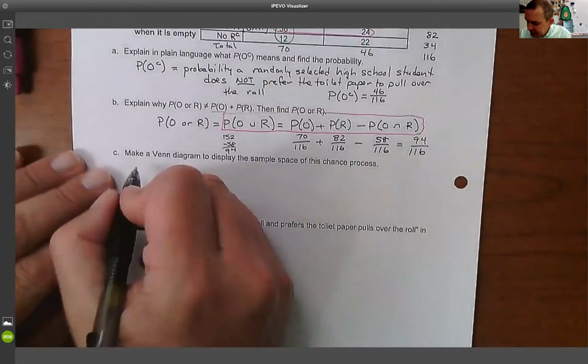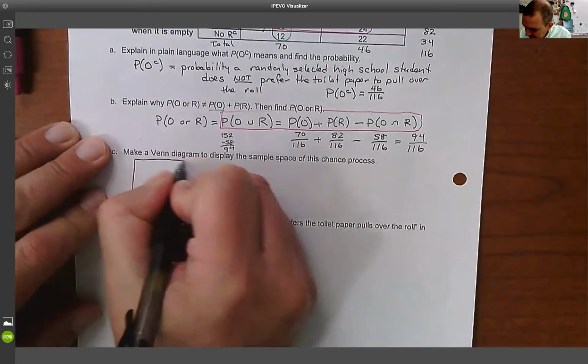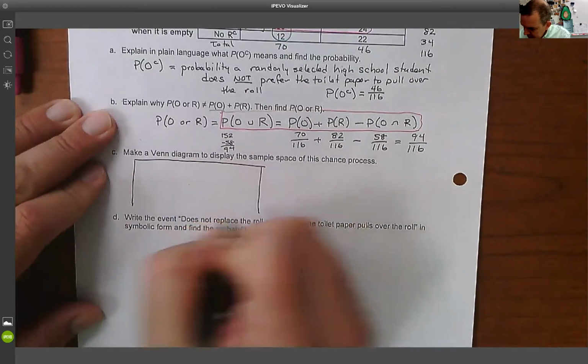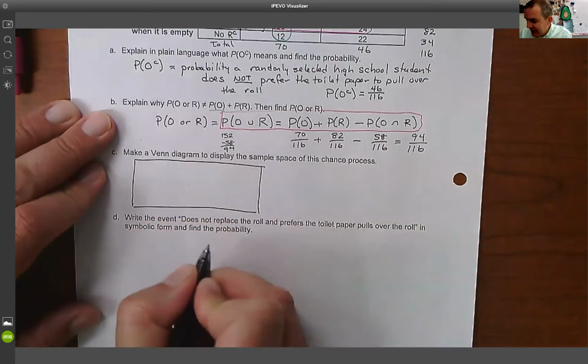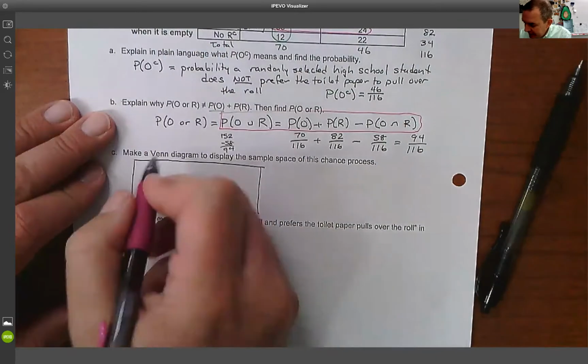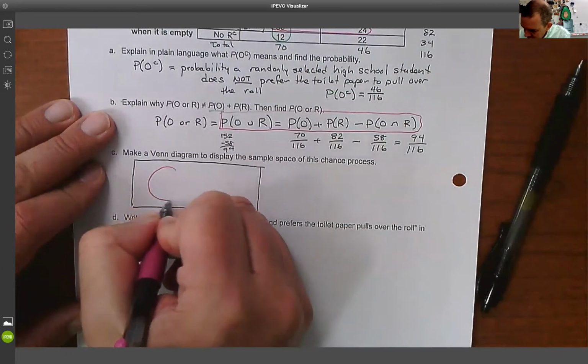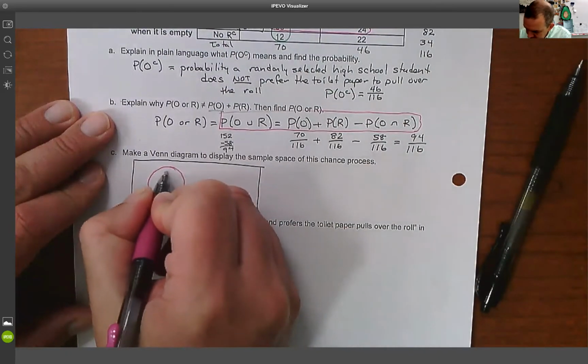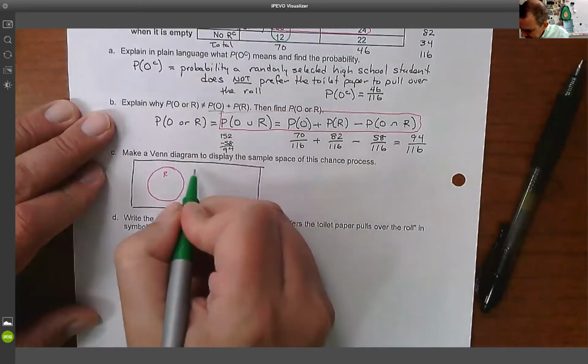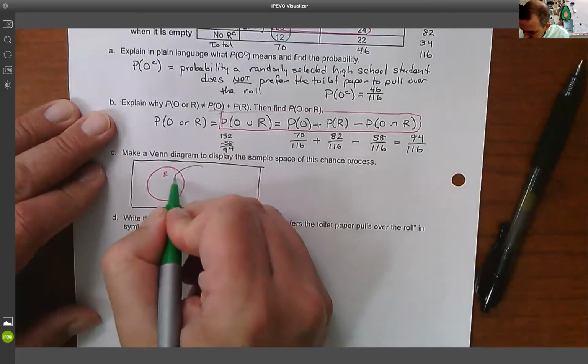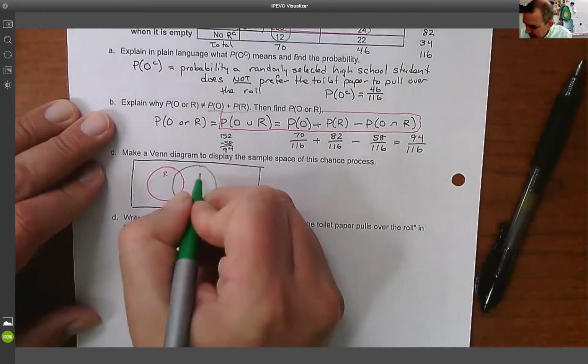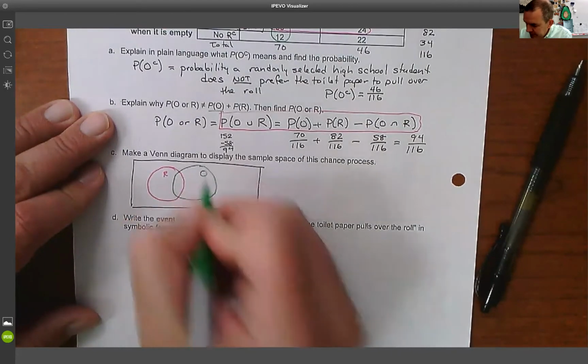We need to turn this into a Venn diagram. So the way this is going to work in a Venn diagram, we've got our big old box that is everybody. We'll make these our replace the roll people. We'll make these, I should have made the surface a little bigger, our over the top people.